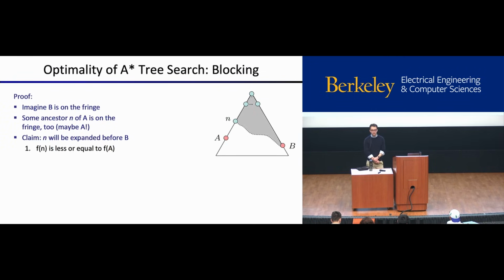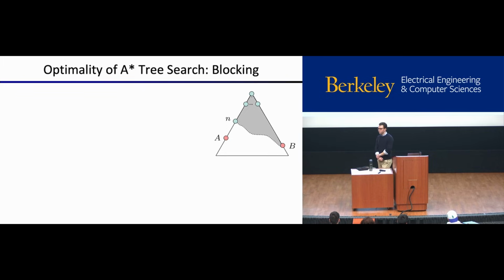Okay, but I didn't ask about F of N versus F of A. I asked about F of N and F of B. So I'm trying to claim that F of N gets pulled off the fringe before F of B. Or rather, the F of N is less than F of B, right? So N gets pulled off before B. So that's still confusing to me. Like, I still can't think about N versus B. But let's think about A versus B. Maybe that'll be easier, right? So I'm going to claim that A has a lower F score than B.